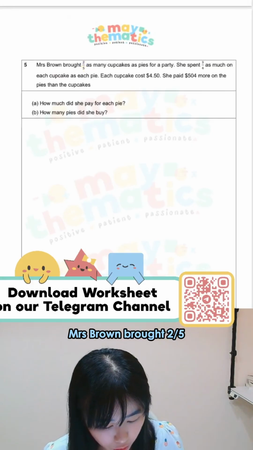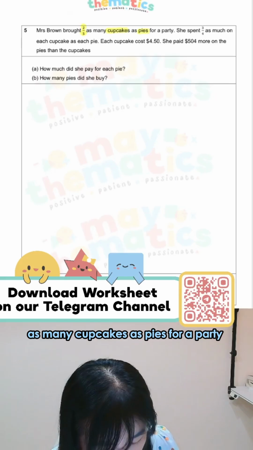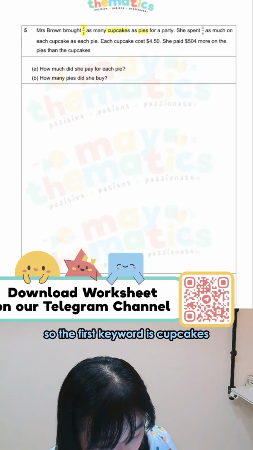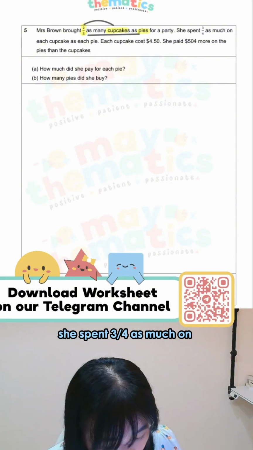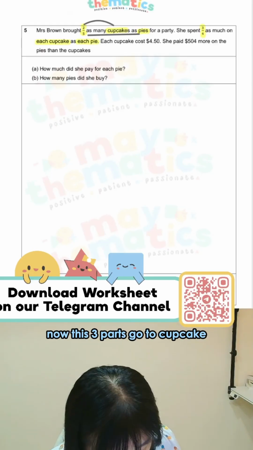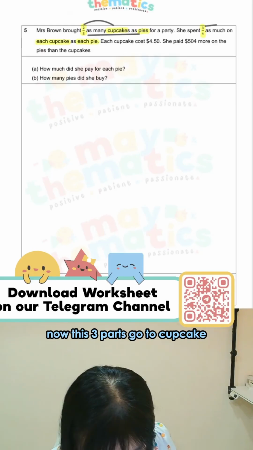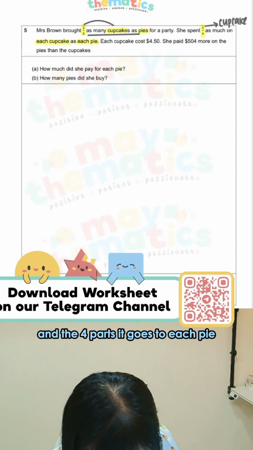Mrs. Brown bought 2/5 as many cupcakes as pies for a party. So the first keyword is cupcakes. So 2 units go to cupcakes, 5 units go to pies. She spent 3/4 as much on each cupcake as each pie. Now, these 3 parts go to each cupcake, and the 4 parts go to each pie.